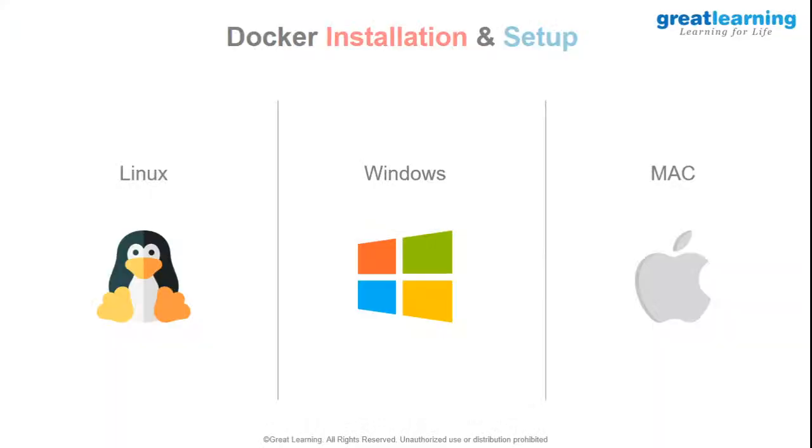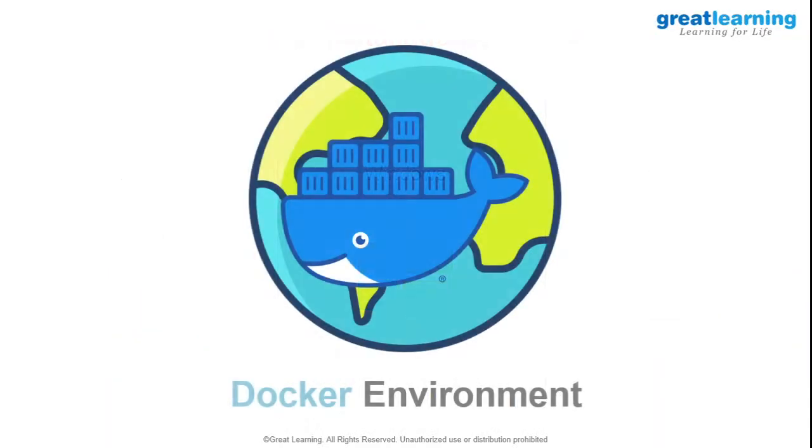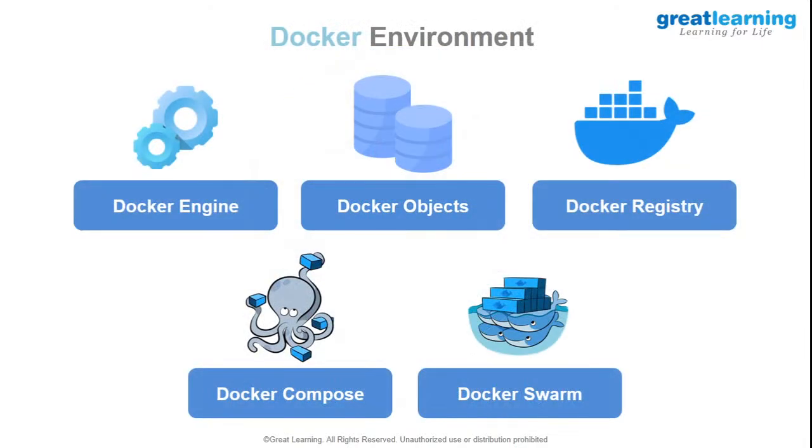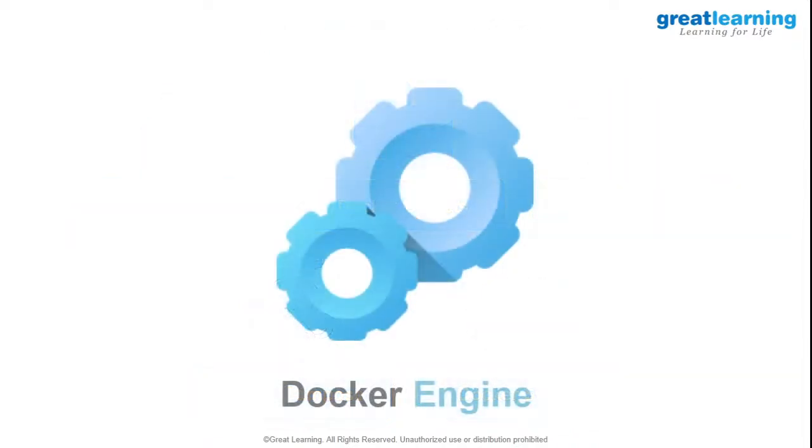So let's move on. So now let's understand the Docker environment. So you guys will know how Docker works and what the different parts of Docker are, right? Okay, so these are the different components of a Docker environment. You have Docker engine, Docker objects, Docker registry, Docker compose, and Docker swarm. So those are the basic components of a Docker environment or Docker ecosystem.